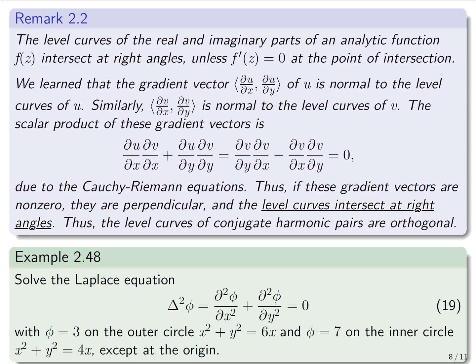So let's try to do one last problem. What it says is: solve the Laplace equation with phi equal to 3 on the outer circle and phi equal to 7 on the inner circle. So there are two circles. The outer circle, which is 3, and the inner circle, which is 7.